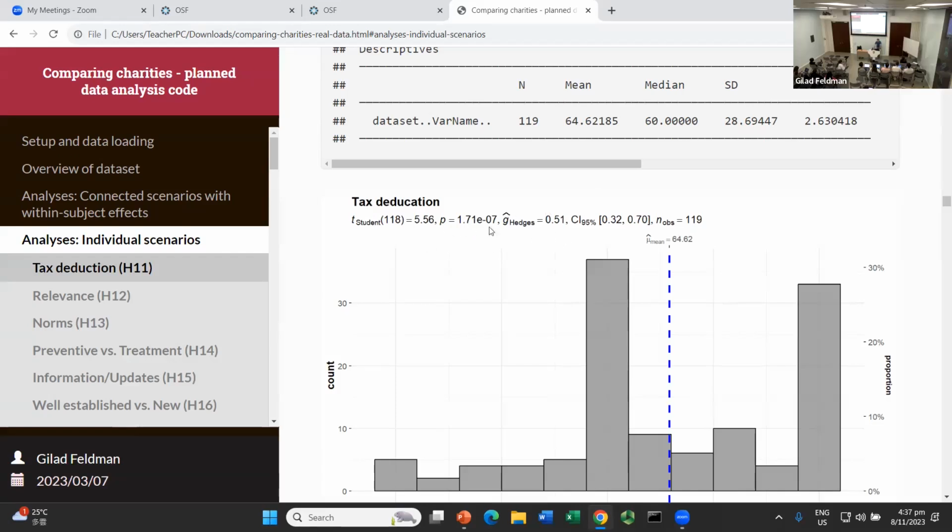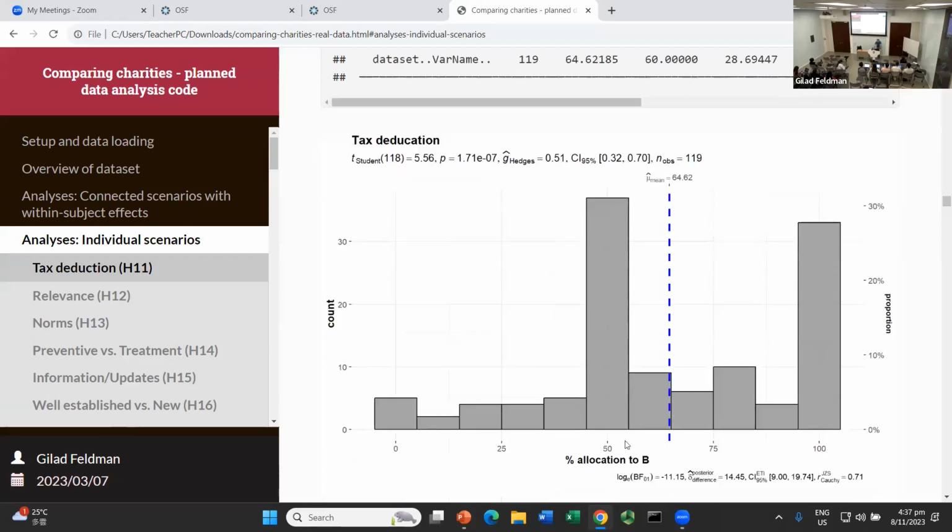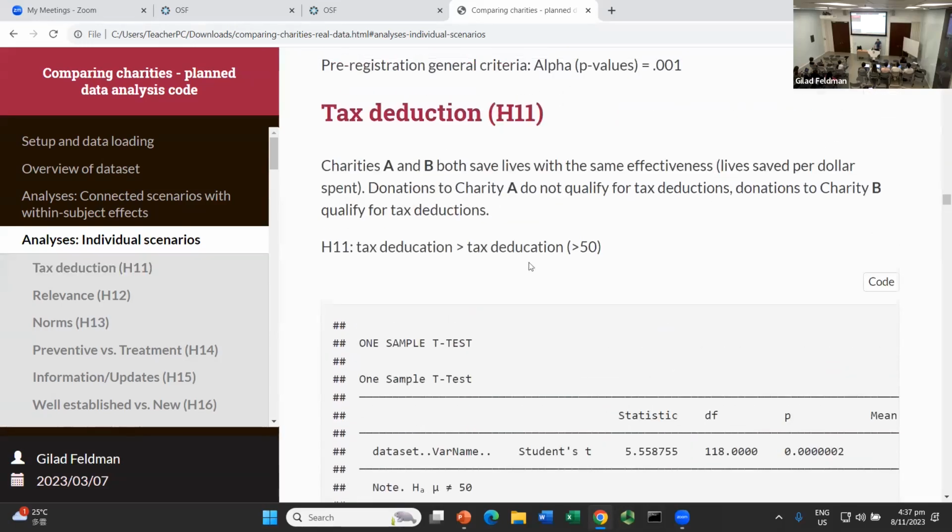And you can see the p-value is very, very low. And you can see that most of them prefer to allocate more to B. So you can see that the average here is 64, and this is highly significant. Therefore, it supported that tax deduction is actually better than a charity with no tax deduction. So this is an example of a supported hypothesis in the right direction.